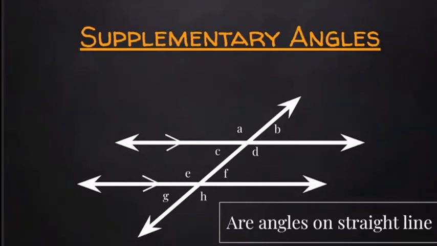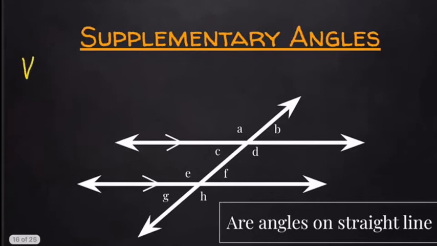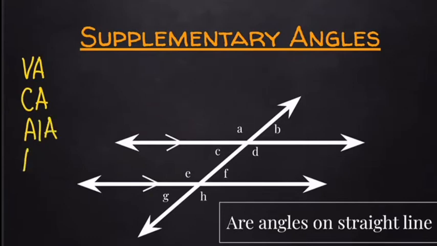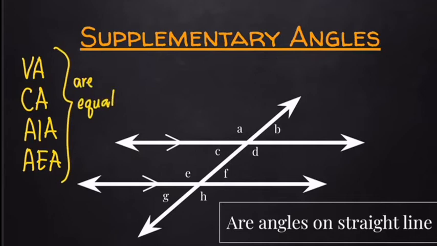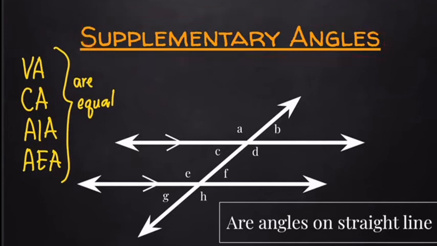supplementary angles. So if you notice, the 4 angles that we studied are all in yellow, okay? So we started with vertical angles, corresponding angles, alternate interior angles, and alternate exterior angles. And all these angles are equal. That means they have the same measurements. Now we are going to go to the next 3 angles, okay? And these 3 angles do not have the same measurements.